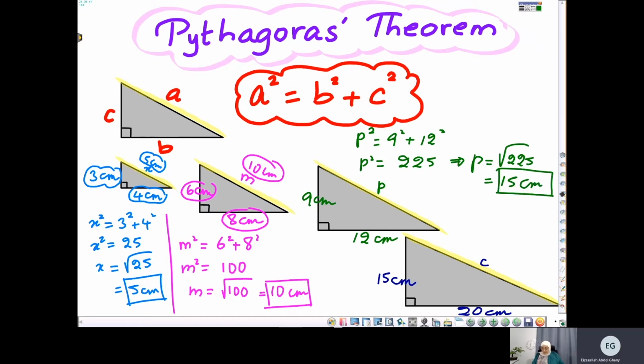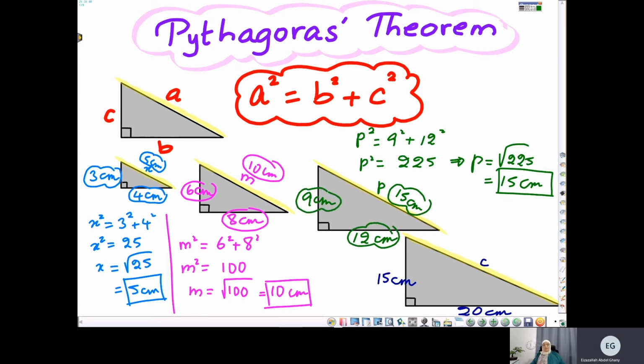Is it also related to the golden triangle? Yes, it's a multiple. Each of the three sides is just multiplied by 3. 3 centimeters multiplied by 3 is 9, and 4 centimeters multiplied by 3 is 12, and 5 centimeters multiplied by 3 is 15. So this is a multiple of golden triangle 3, 4, 5.